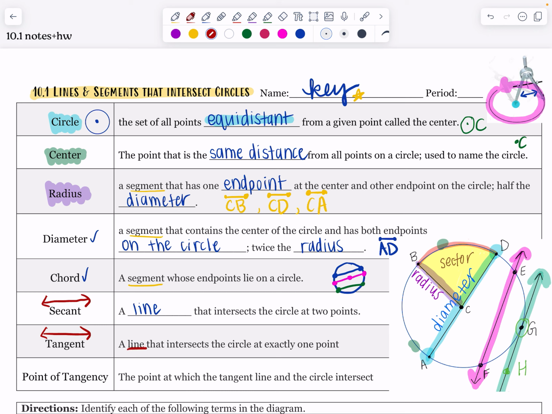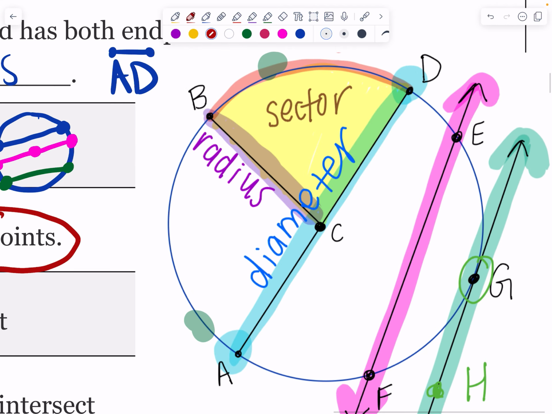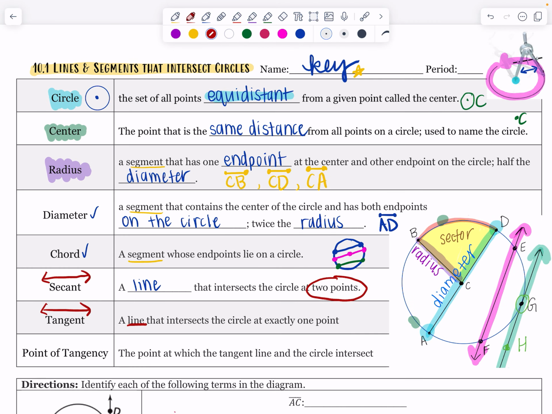A secant line intersects the circle at 2 points, meaning it touches it twice. So we have a green line in this picture and we have a pink line. Which line touches the circle twice? That is going to be our pink line. So FE would be our example. Instead of putting a segment over it, since it's a type of line, I'm going to put the arrows over it to show that it's a line.